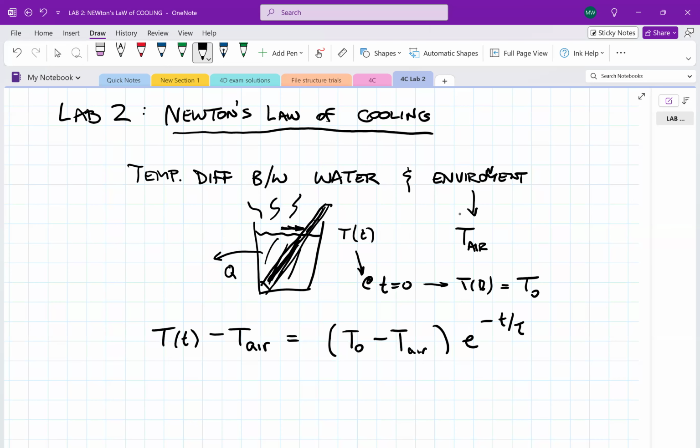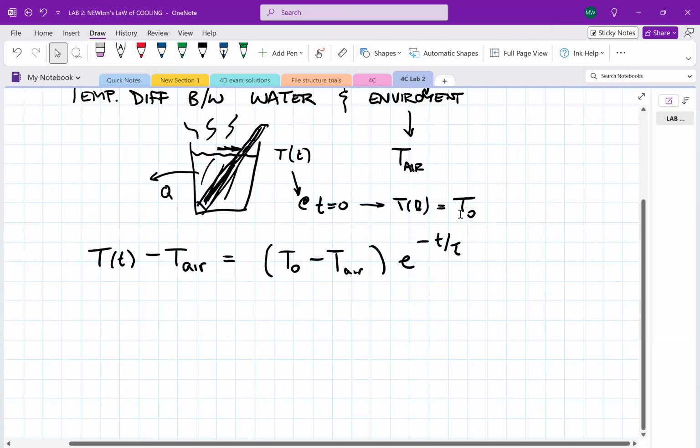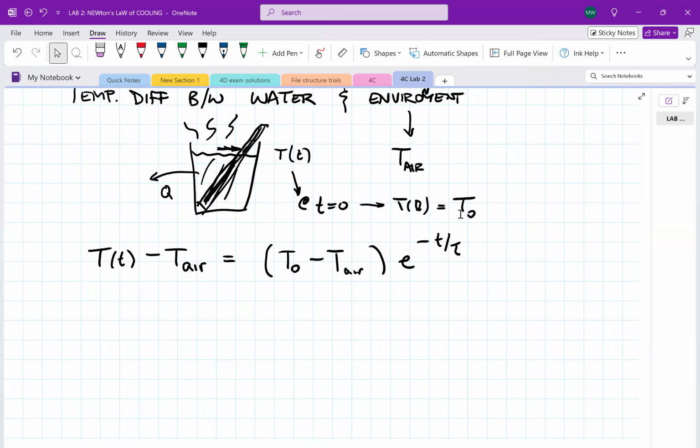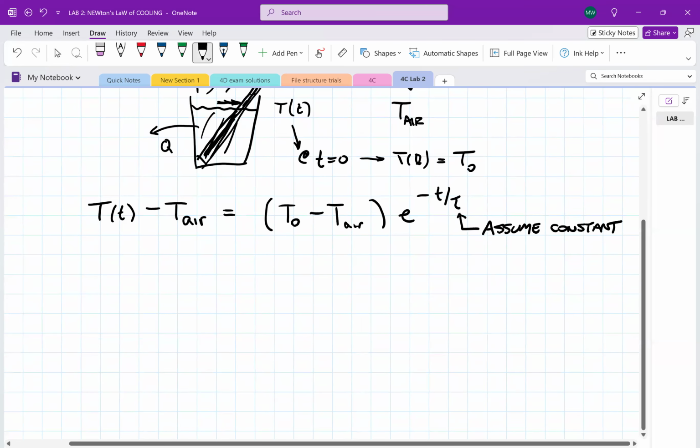It's dependent on things like what the material is, what kind of convection is happening, what kind of heat transfer rates and heat transfer coefficient we're having, and the area of the thing, all this type of stuff. But nonetheless, we're going to assume this is a constant, and we're going to try to measure this. So this is basically the equation that we're going to be using.